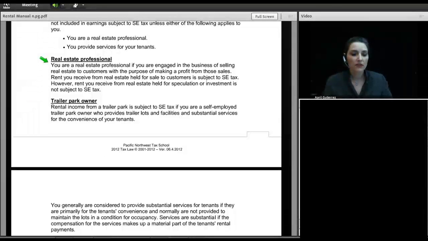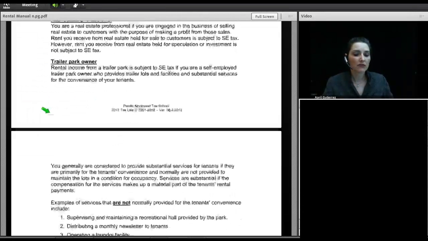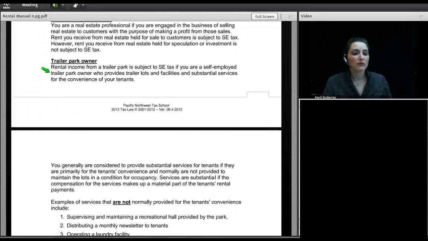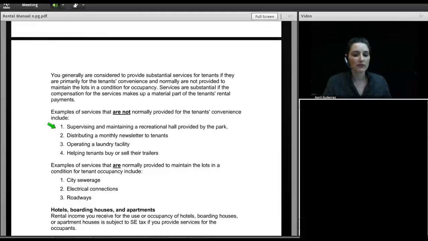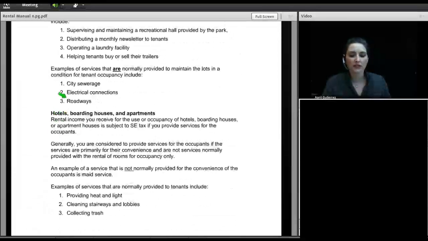Now also you include on Schedule C income if you are a trailer park owner and you provide services to tenants on your trailer park lot that are above and beyond the normal types of services that would be provided to a tenant. So examples of services that are not normally provided to tenants include supervising and maintaining a recreational hall provided by the park, distributing a monthly newsletter to tenants, operating a laundry facility, or helping tenants buy or sell their trailers.